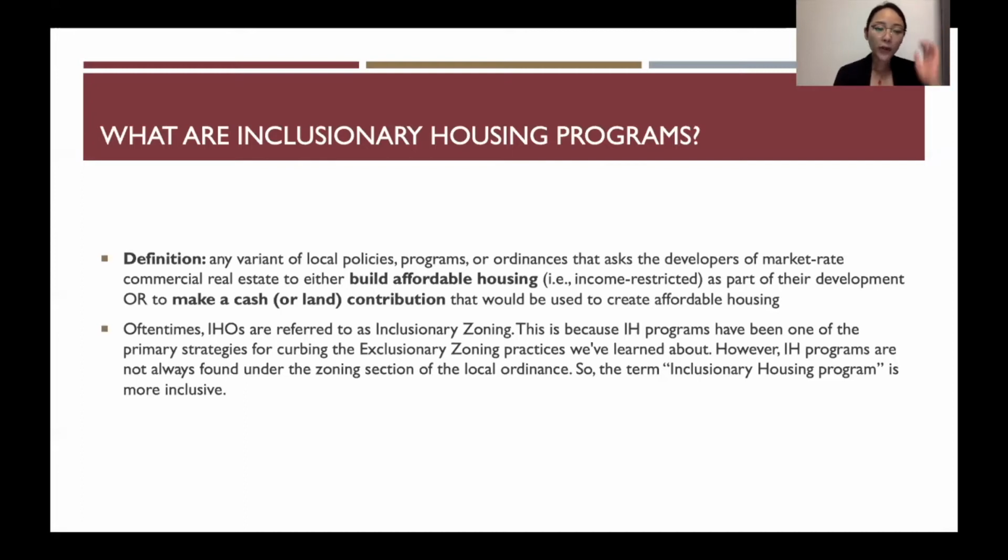I made this point earlier in one of the lectures that inclusionary housing programs are often referred to as inclusionary zoning. This is because inclusionary housing programs have been developed in response to the exclusionary zoning practices that we've been covering the whole semester. But inclusionary housing programs are not always found in the zoning section of the local ordinance. A lot of times they are found in the housing ordinance or the general local ordinance. Sometimes they're even enforced as a mayor's executive order. So I would encourage you to use inclusionary housing program as opposed to inclusionary zoning.